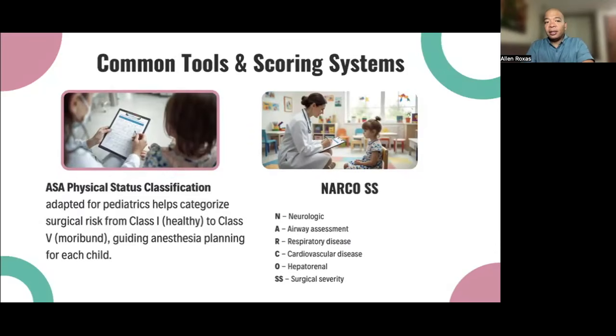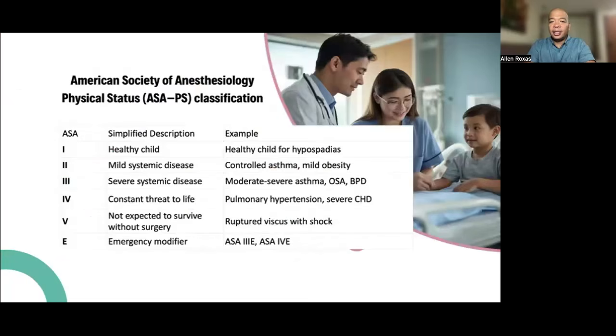So it is important also to discuss the common tools and scoring systems that we use to synthesize the three different domains that I have discussed. These tools that we can use would be the American Society of Anesthesiology Physical Status Classification, or the ASA classification, and the Narco SS scoring systems. These tools help us organize the clinical picture and make the communication consistent.